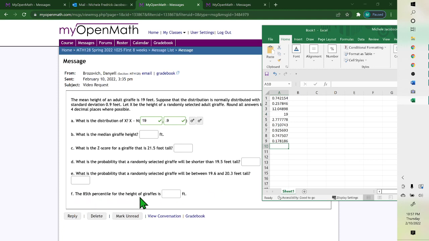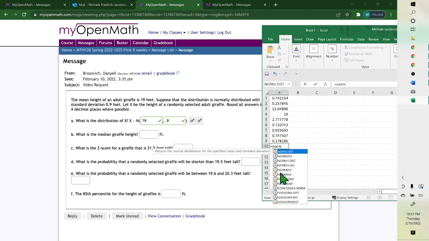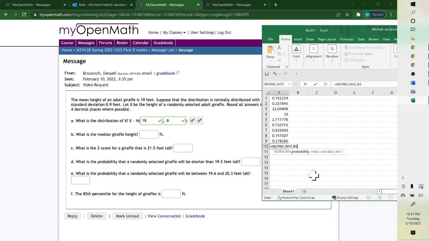F is the 85th percentile. When you're finding the 85th percentile, it means 85% of the data is below. So we do equals norm, but this time they gave us a percent, so we double click on that one and put our percent as a decimal, 0.85, comma the mean, comma the standard deviation. Hit enter, and there's your answer.